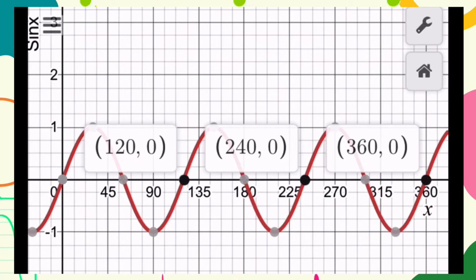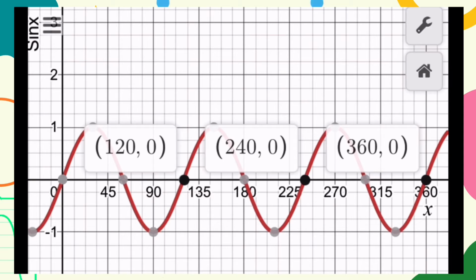So until 360, you have another cycle. There are 3 cycles, or we say the frequency is 3, but the period is 360 divided by 3, which is 120 degree. Meaning that every 120 degree, there will be one complete cycle of the sine graph appear. Got it? This is the meaning of the period.